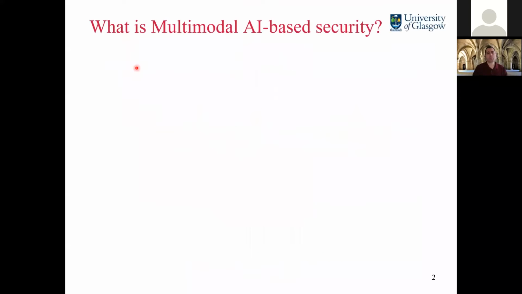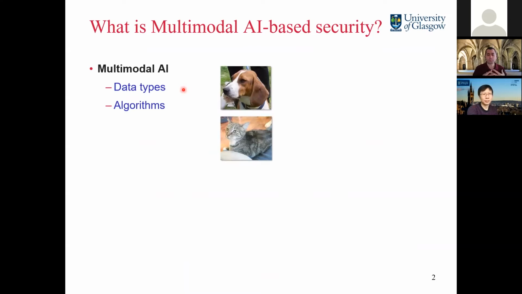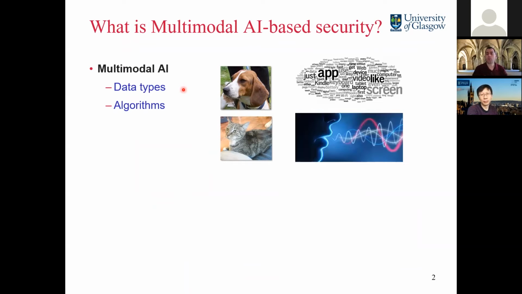And the first one is, what is multimodal AI-based security? So let me split this question in two halves. In the first half, we have multimodal AI, which is basically a new approach for AI where we combine different types of data like images, text, or speech, and also different algorithms. So the objective in putting in these different parts together is to provide a more performant system, okay, more accurate system, an AI system with more performance.